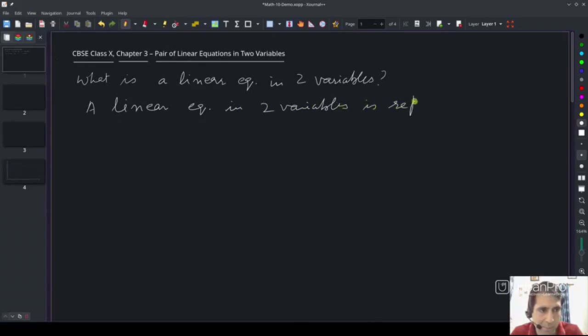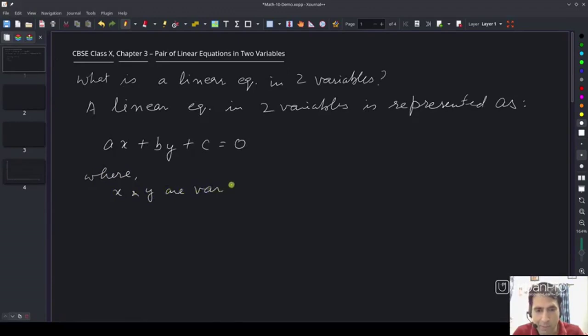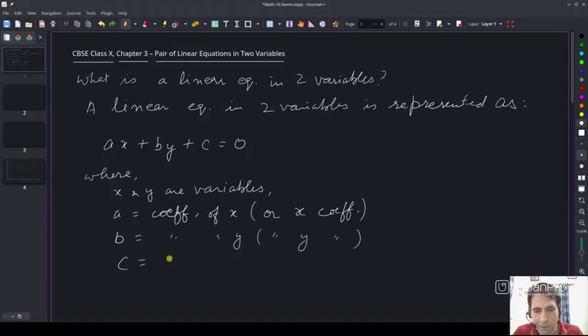A linear equation in two variables is represented as ax plus by plus c is equal to 0, where x and y are variables, a is the coefficient of x or x coefficient, b is the coefficient of y or y coefficient, and c is a constant.